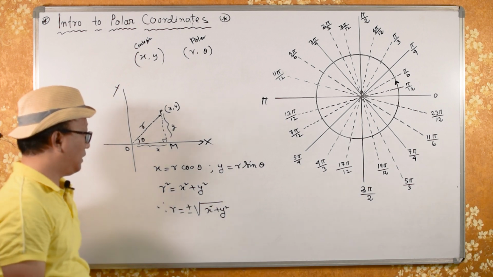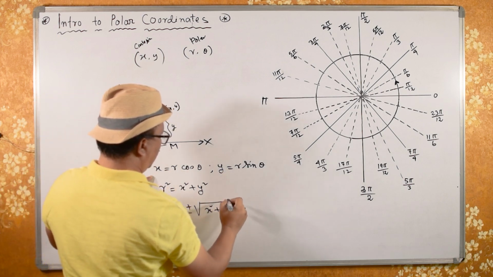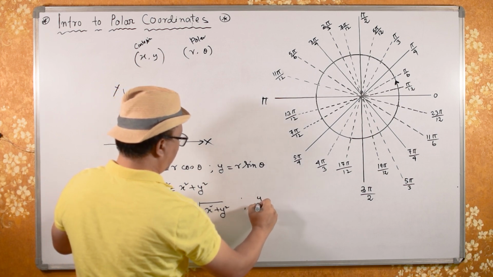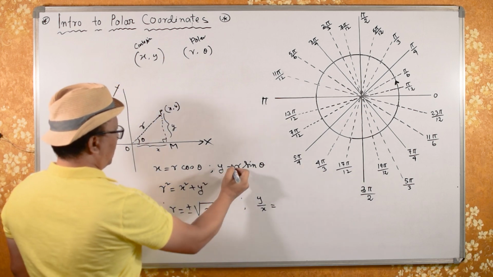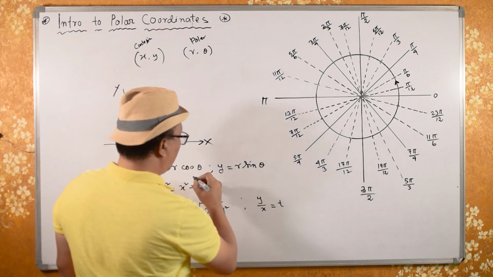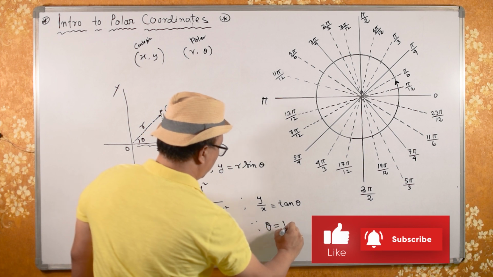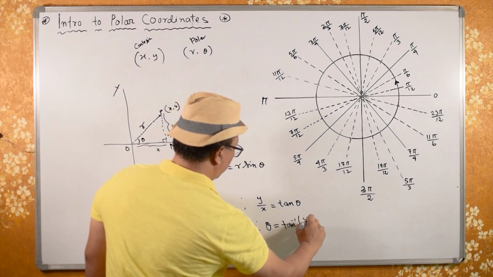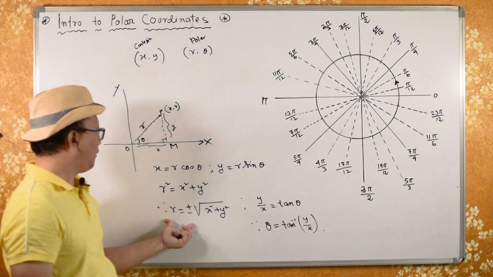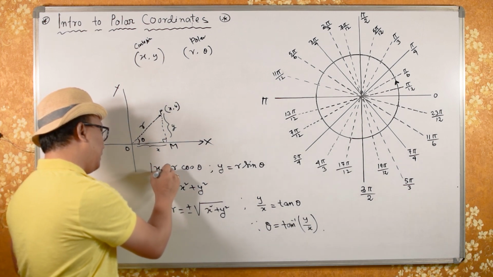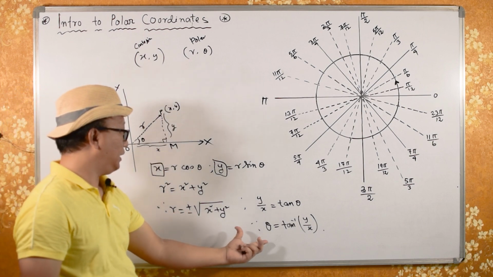Similarly, if I divide this y by x, this upon this equals r upon r. The r upon r gets cancelled. We have sine by cos, which is tan of theta. Therefore, theta equals tan inverse of y by x. Now you know r. If you want to convert from Cartesian x and y into polar r and theta, you can use these formulas.